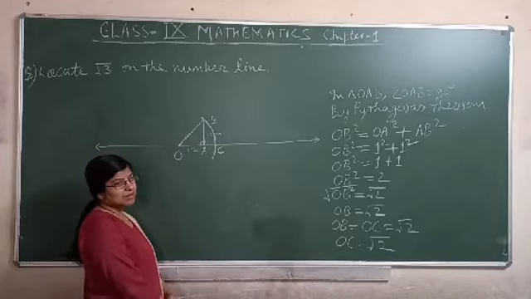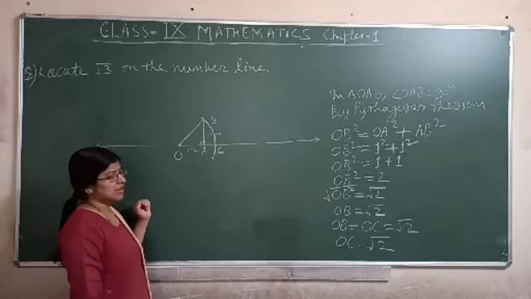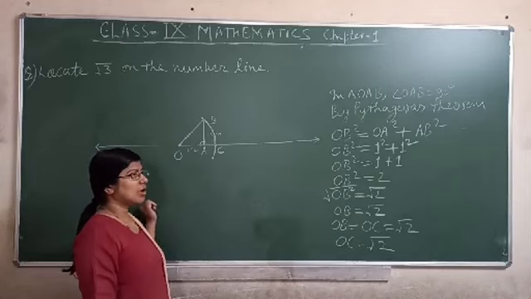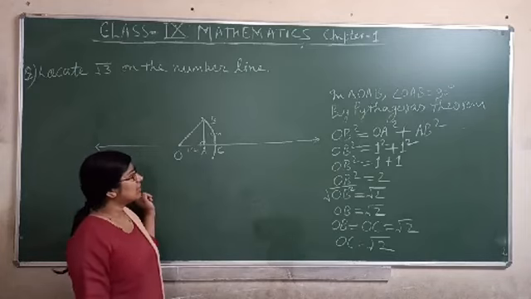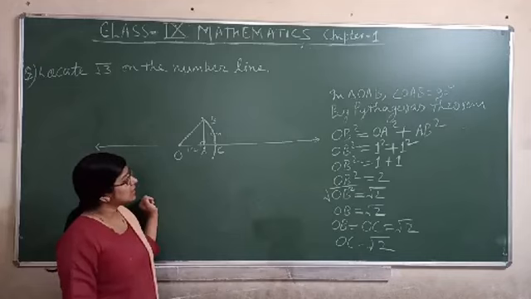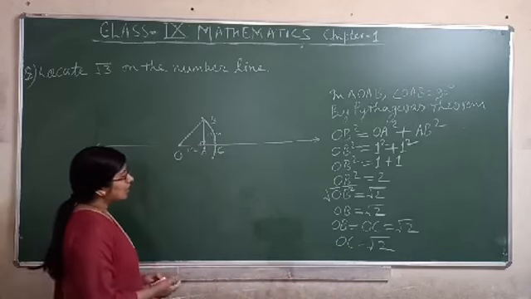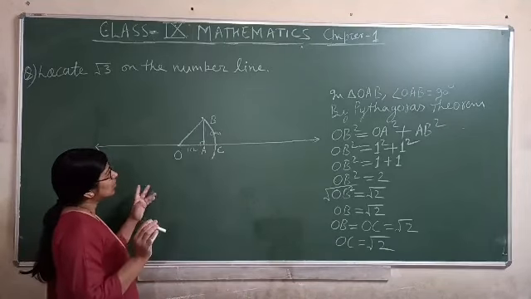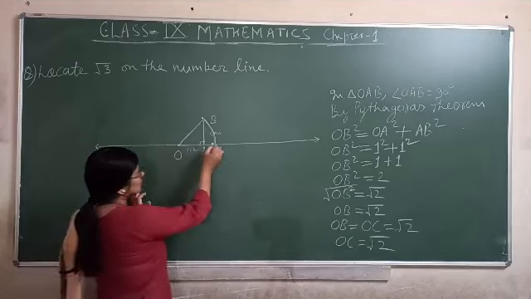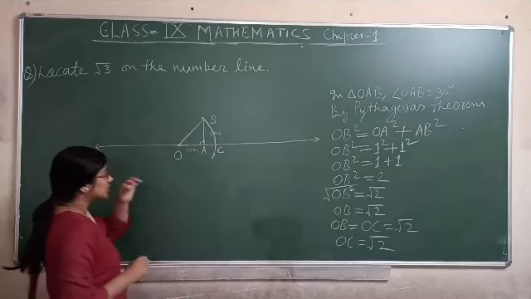Why do we say real number line? Because rational numbers and irrational numbers combined are called real numbers. So we can draw rational numbers on the number line and irrational numbers on the number line. Okay, we have done √2. Now we have to draw √3 on the number line. So with the same procedure, you have to start.